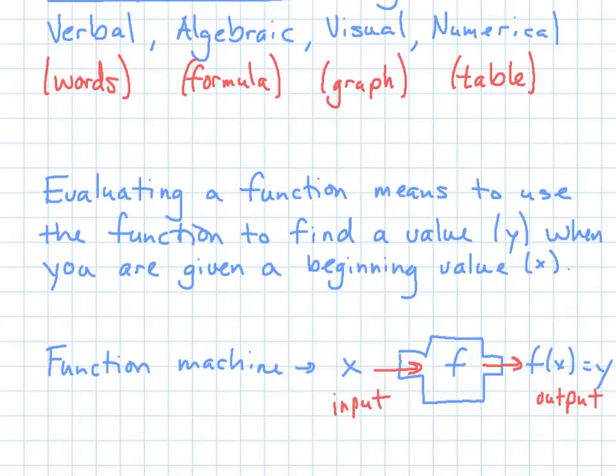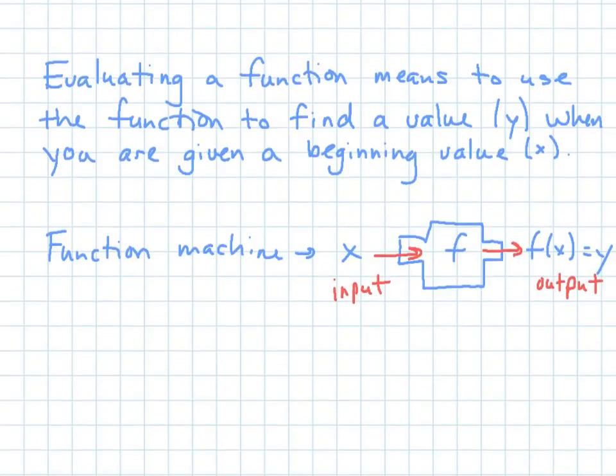Now you'll be asked to evaluate a function, and this means that you use the function to find a value for y when you are given a beginning value of x. Now x always represents an input. Okay? That's what we said, an independent variable. You get to pick and choose and change it. But once you plug it into your function, which is f, then a y value comes out that represents the x value you plugged in. Okay? So as you change the x value, the y value will change as well.